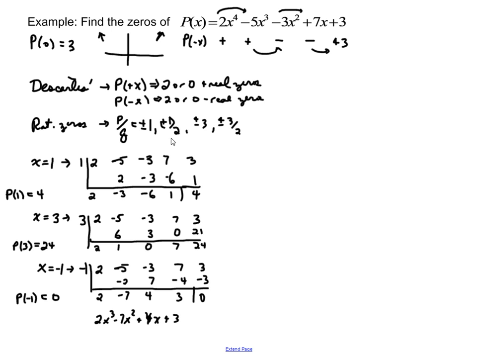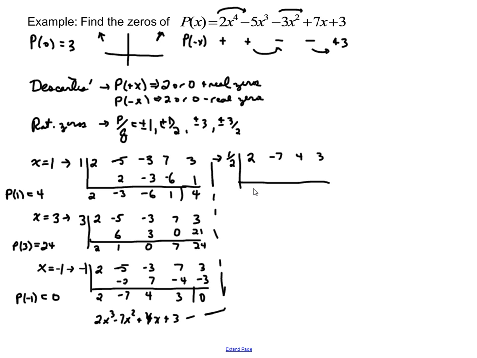I'm going to just try some of my positive fractions. Let's see what happens at 1/2. Will that work? I'm going to use my coefficients for my reduced polynomial. Remember, I'm going through my list of rational zeros, so now I'm going to use my reduced polynomial to help me find my remaining zeros. So I've got 2, -7, +4, and +3.